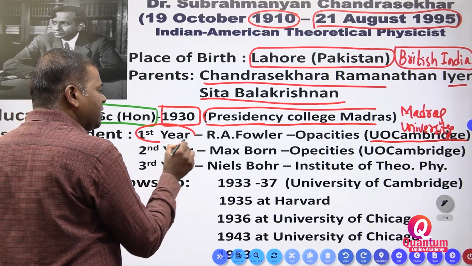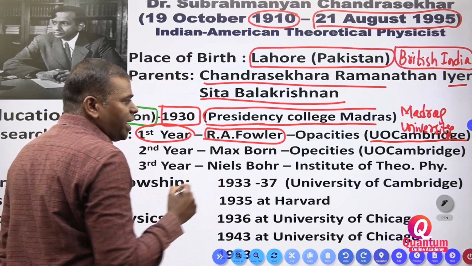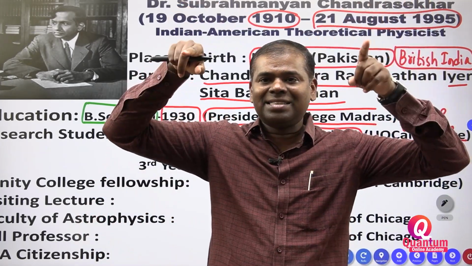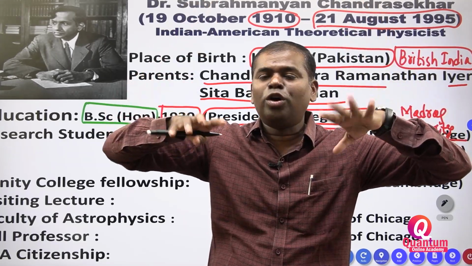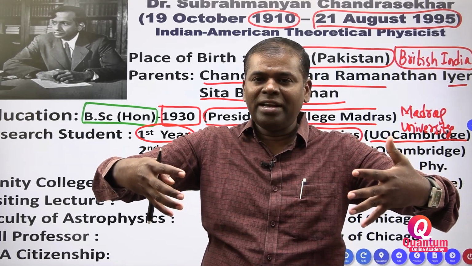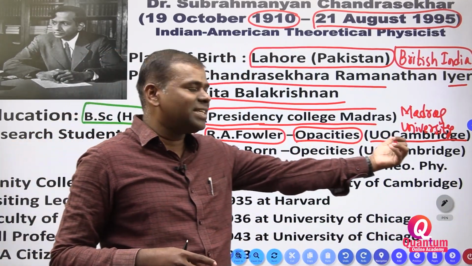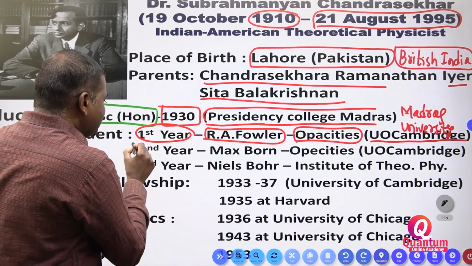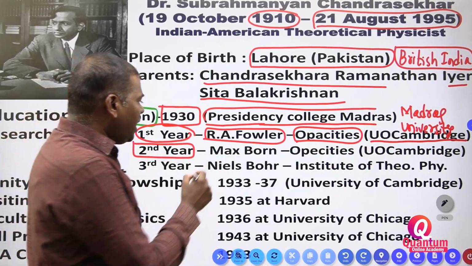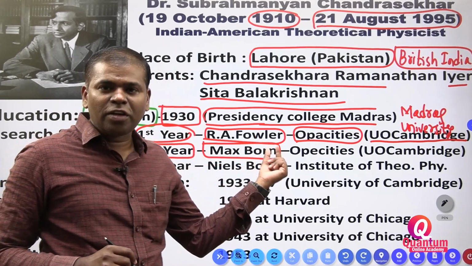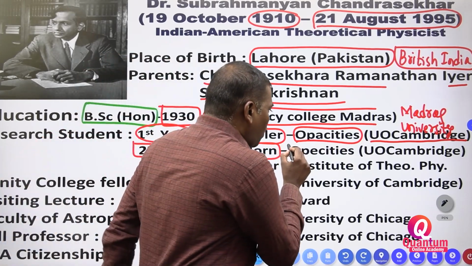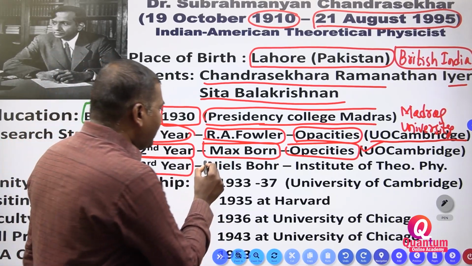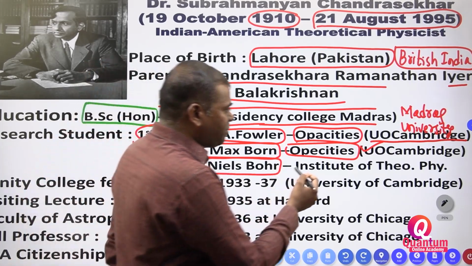In his first year he worked with R.A. Fowler on opacities. Opacities means analyzing the sky, galaxies and stars, and processing those fields. He did that research along with R.A. Fowler at the University of Cambridge. In his second year he did research along with Max Born, who introduced the wave function. In the third year he did research along with Niels Bohr at the Institute of Theoretical Physics.